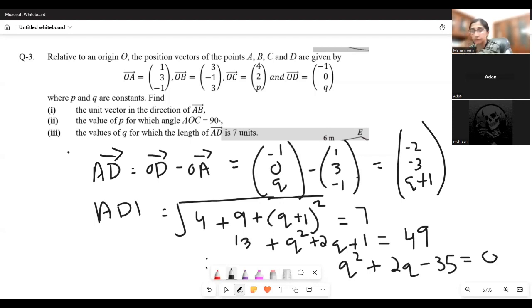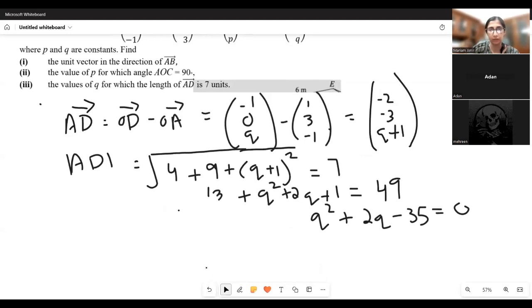Let me check again. 4, 9 and 49. It is 36, sorry. 9 plus 4 plus 1 is 14. 49 minus 14 is 35. 49 minus 4 times 9. Okay, fine.